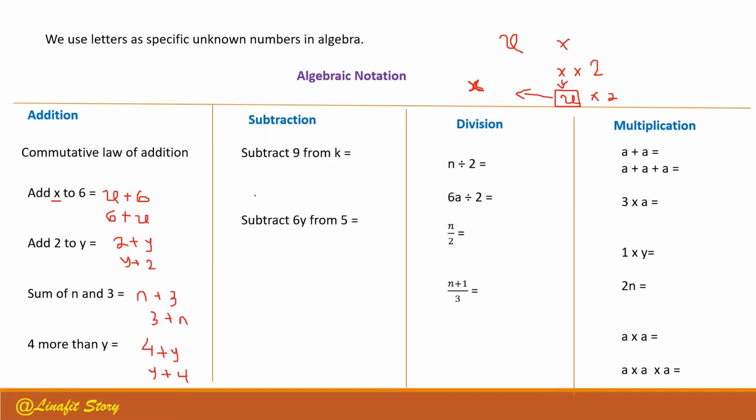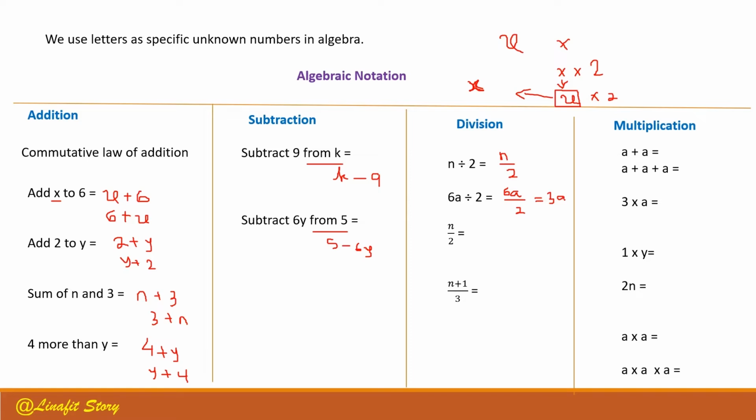For the subtraction, subtract 9 from k. So k minus 9. Subtract 6y from 5. 5 minus 6y. n divided by 2. You must write it as a fraction, n out of 2. 6a divided by 2. So 6a out of 2. Don't forget to simplify. It is equal to 3a.